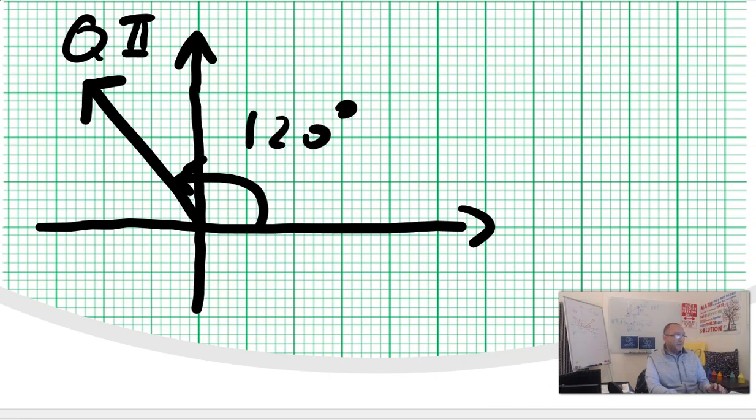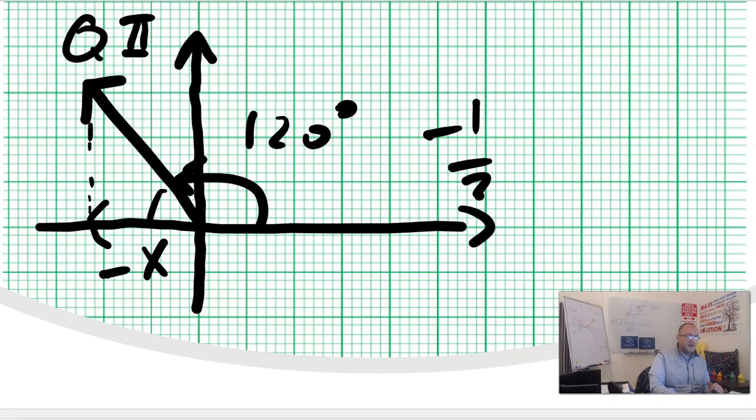So I need to find the tip of the vector that's going to create a reference triangle and a reference angle for me. What's the reference angle? 60. What's cosine of 60? Cosine of 60 is a half, but it's in quadrant 2, meaning this is minus x. So the horizontal breakup is negative, so that's minus a half. Very simple.